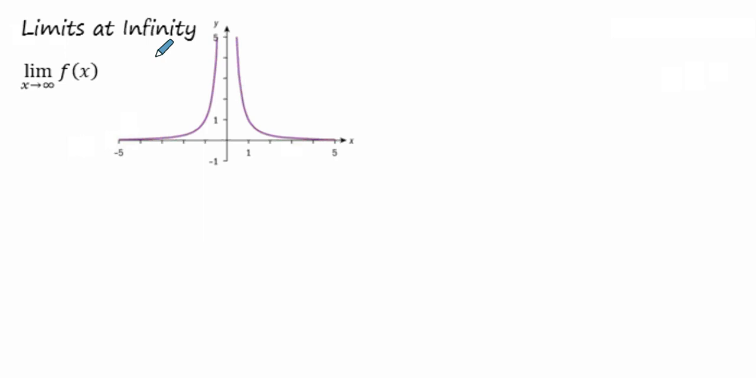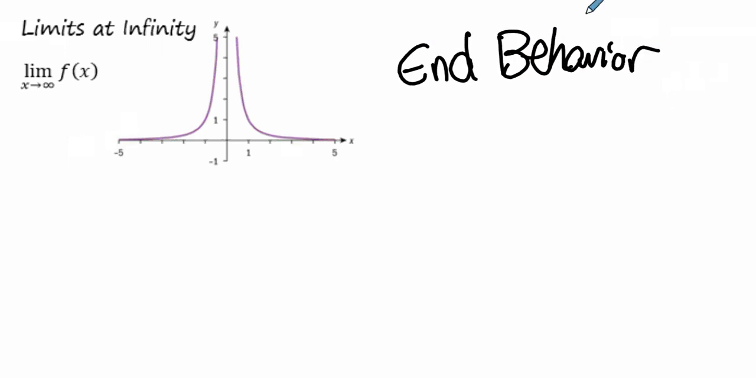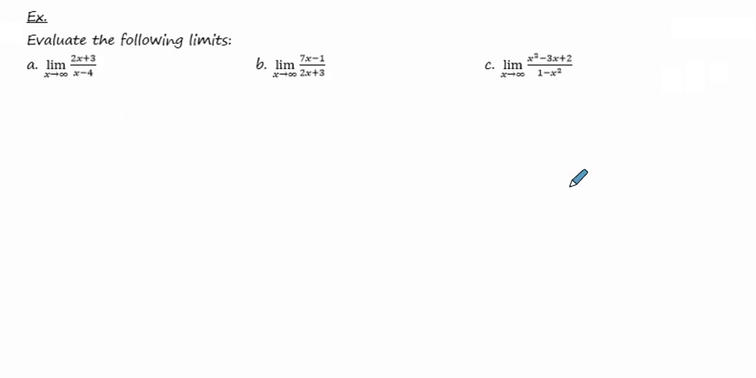When I look at my end behavior, in this function, as x approaches infinity, what does y approach? 0. It's leveling out to the x-axis, so it's approaching 0. So we're going to be looking at what kind of asymptotes we have, specifically horizontal asymptotes, when we are looking at x approaching infinity and negative infinity. So a big piece with this is going to be end behavior. Okay, so we're going to evaluate these scenarios.